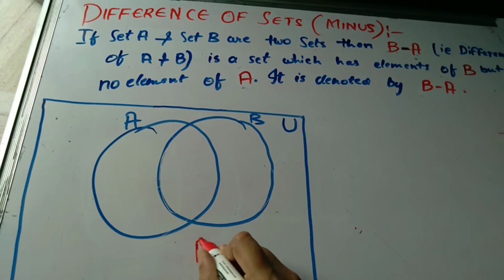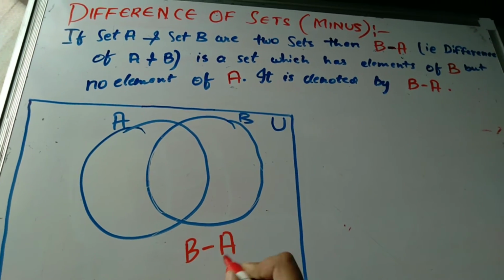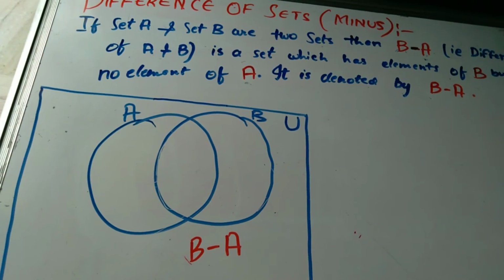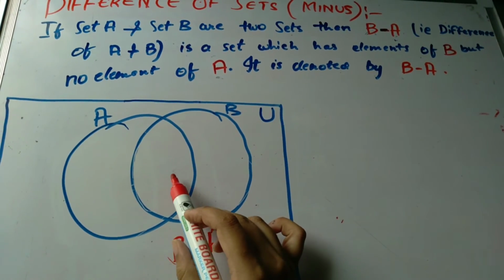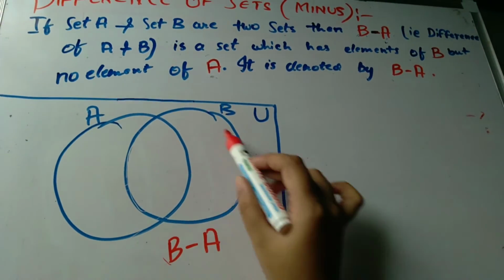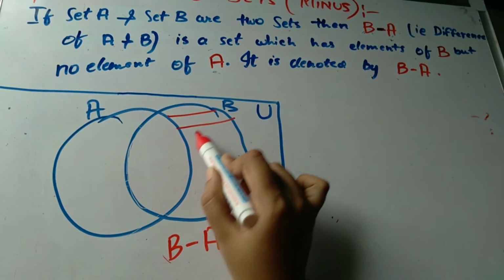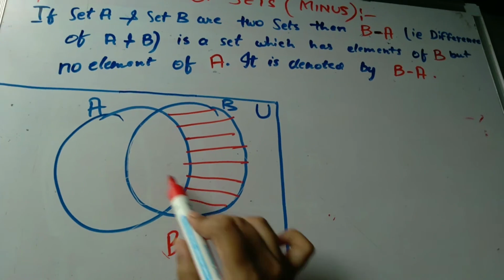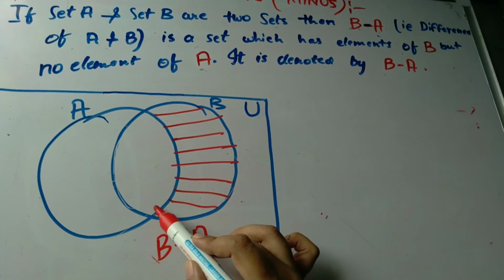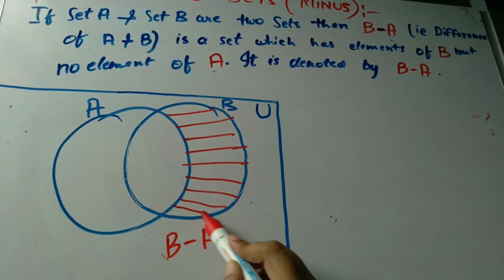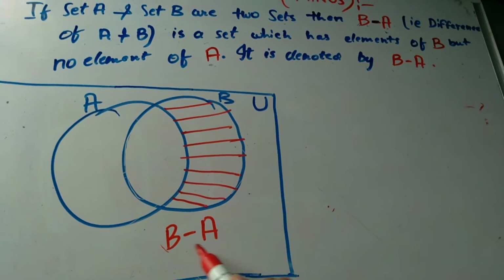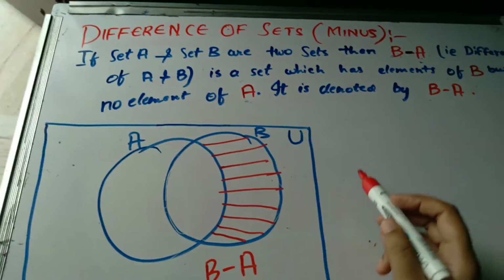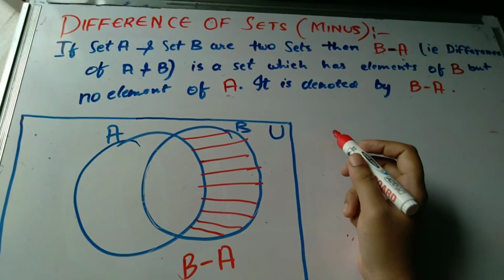B minus A is nothing but the elements left when we take out all the elements of A from B so that only B's elements will be left. What will be left? We have taken out all elements of A such that only B is left. That is B minus A, the difference of these two sets. So I will give you an example.